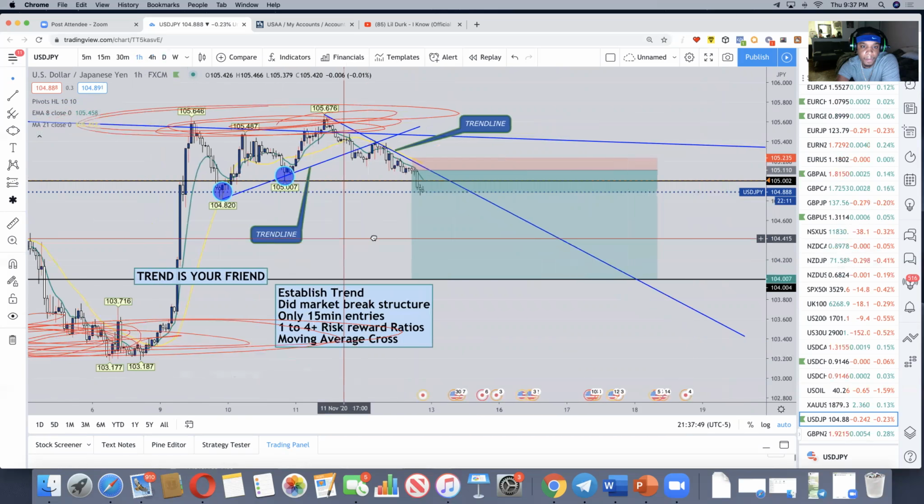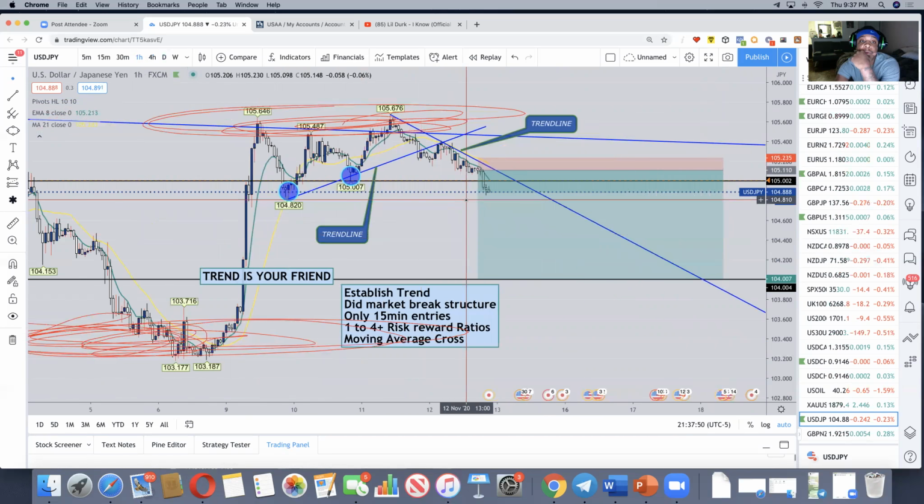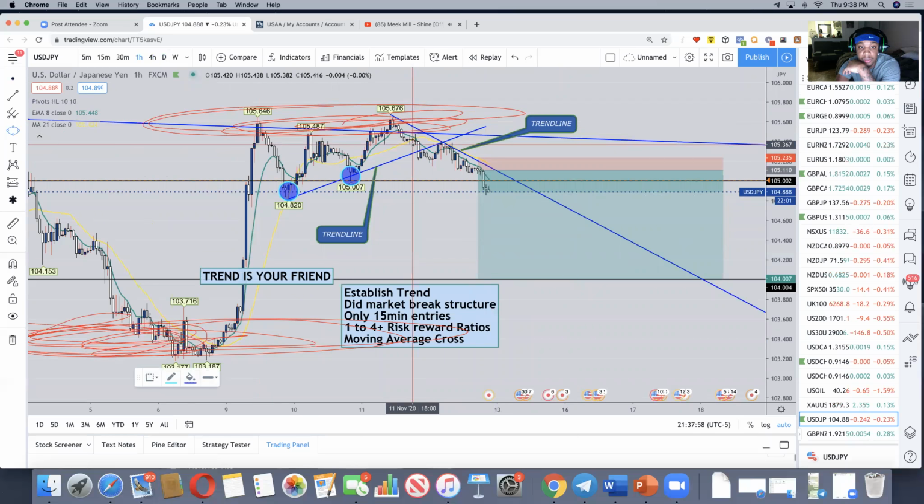Trend is your friend, right? So what now? How do you enter a trade like that? Oh, yeah, it was the moving average. The moving average crossed right here. This is where the moving average crossed.